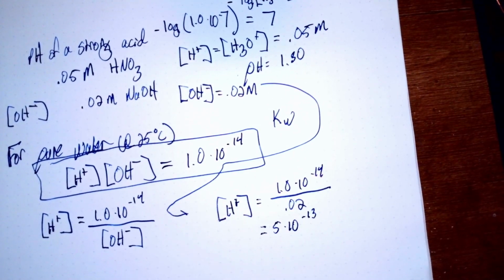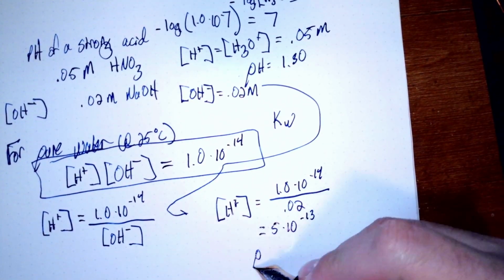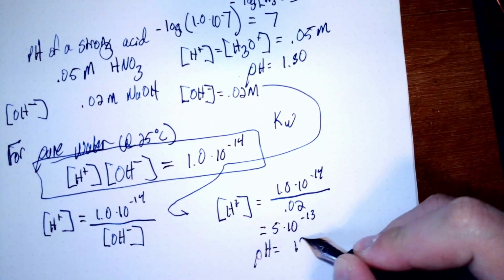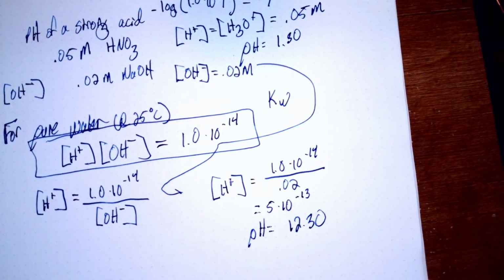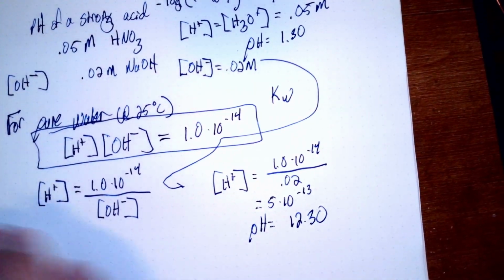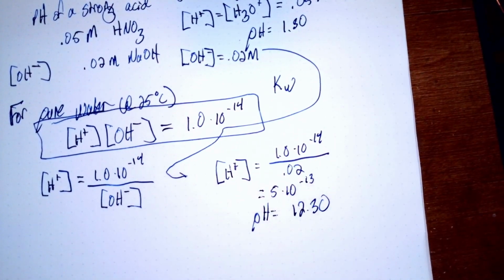Now, if we take the negative log of that, we get that our pH is equal to 12.30. Okay, so that's how we can do this for a strong acid. I'm sorry, for a strong base.